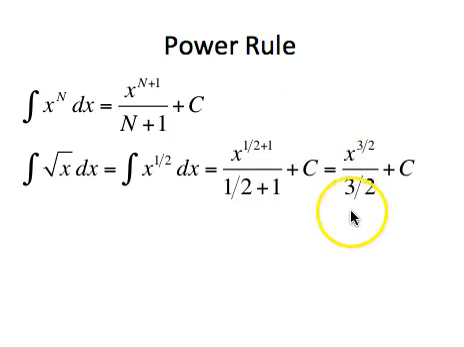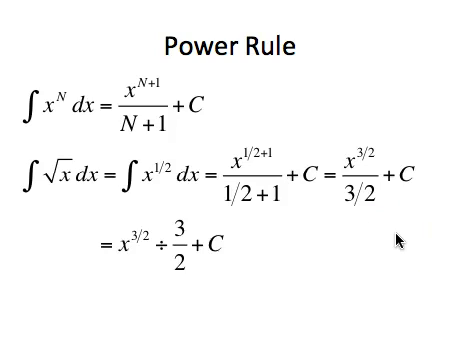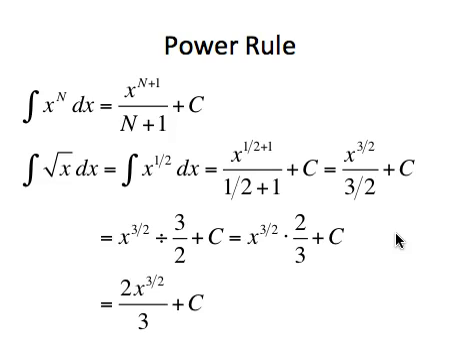But dividing by 3/2 is the same as multiplying by 2/3. So indeed we get x to the 3/2 times 2/3 plus c, or 2/3 times x to the 3/2 plus c, written that way. 2x to the 3/2 over 3 plus c is a little cleaner.